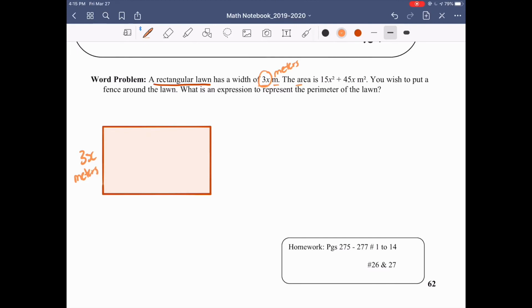And then it says the area is 15x squared plus 45x m squared. Is the m squared another variable? No, it just means meters squared, which is the unit for area. So please don't get confused with these m's right here. They're there to confuse you. Please do not get confused by them. So it says you wish to put up a fence around the lawn. What is an expression to represent the perimeter?